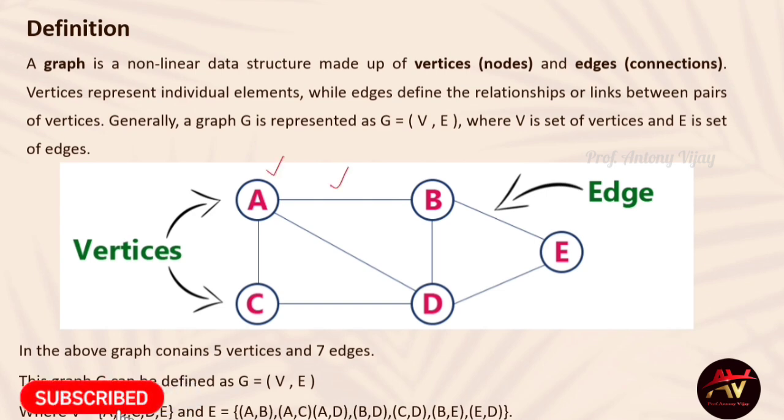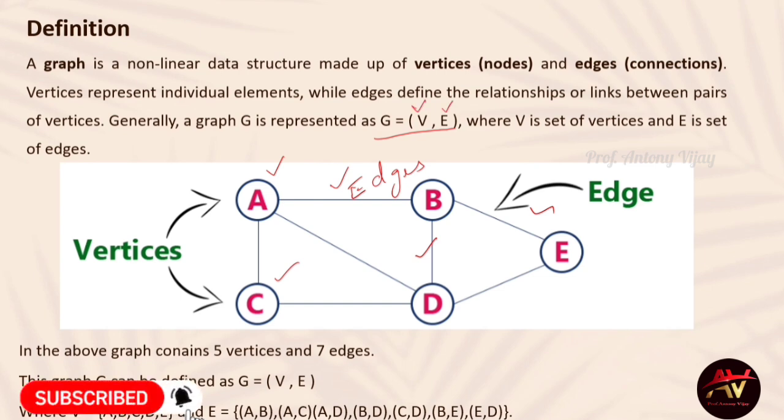So, here this round A, B and C, D, E, these things come under vertices, and there is a line between A and B. This is called edges. Okay, so edges means there is a line between vertices. So it can be represented in the form of G equal to (V, E). V is vertices and E is edges.